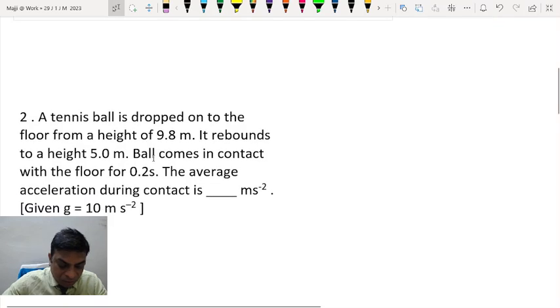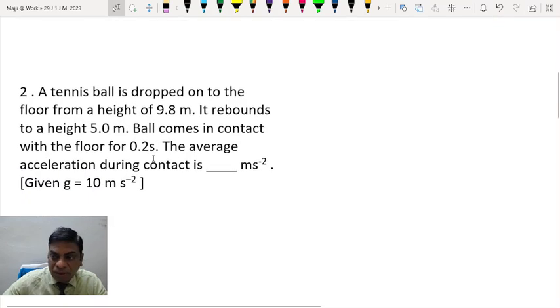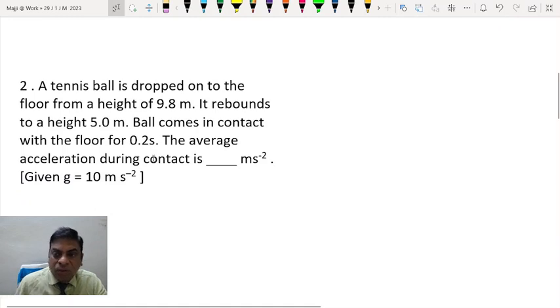A tennis ball is dropped onto the floor from a height of 9.8 meters. It rebounds to a height of 5.0 meters. The ball comes in contact with the floor for 0.2 seconds. The average acceleration during contact is?